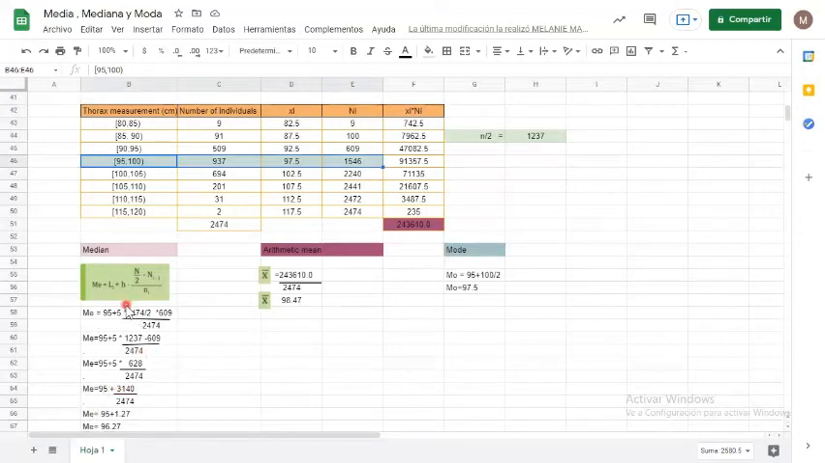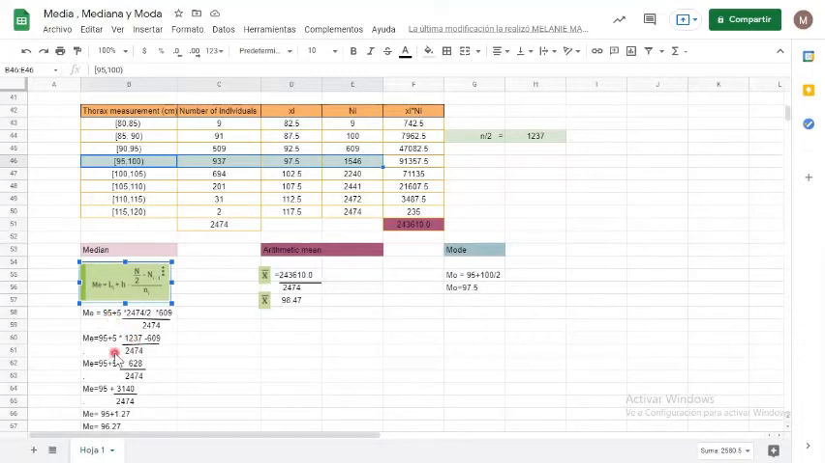The first thing we have to know is which class to use. We divide the total number of data by 2 and get 1237. We look for the number that comes closest in the accumulated absolute frequency that corresponds to this row. We use the formula of median equal to the lower limit plus amplitude times the number of data divided by 2 minus the accumulated frequency of the previous interval of the class, this being divided by the absolute frequency of the class.